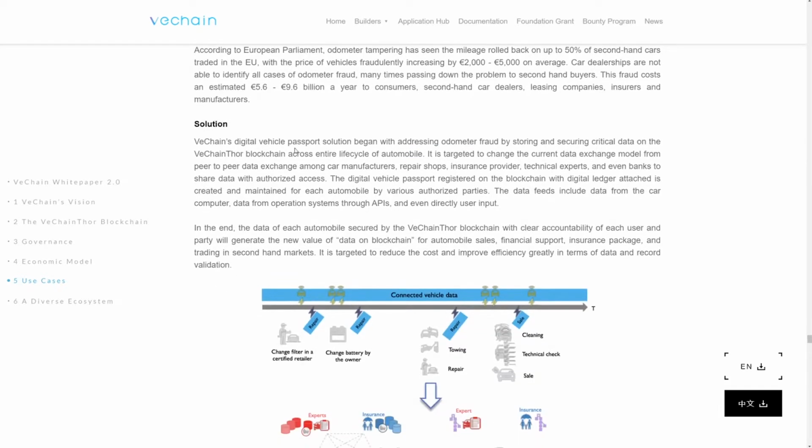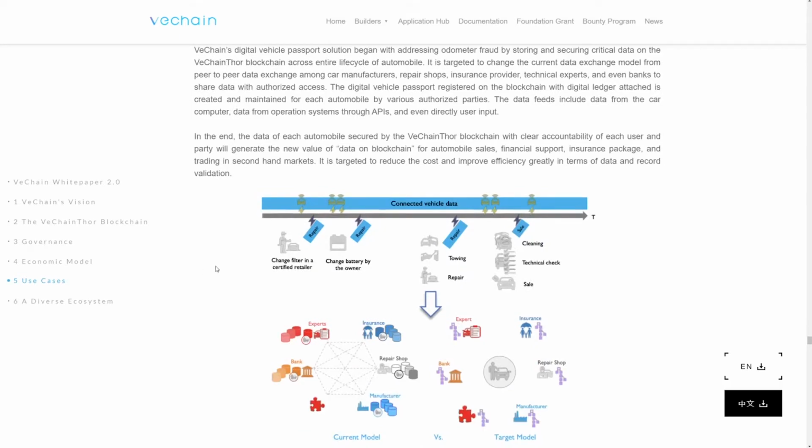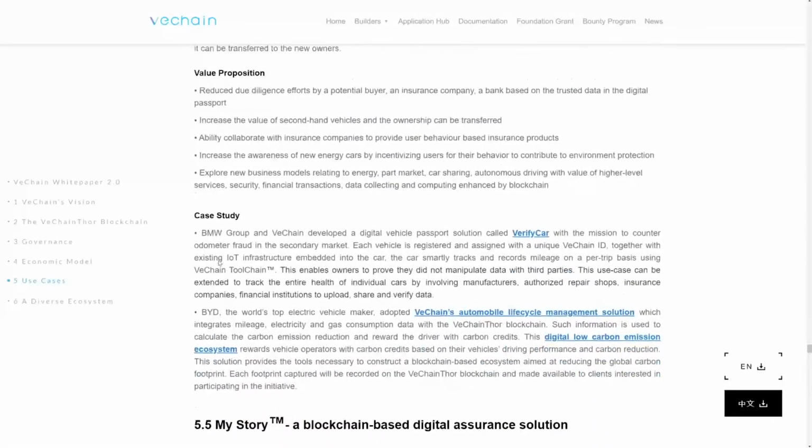So VeChain is proposing this digital vehicle passport solution, which will be storing and securing critical data on the VeChain Thor blockchain across the entire life cycle of the automobile. And it's targeted to exchange the data peer-to-peer among car manufacturers, repair shops, insurance providers, etc., containing all the important information: when the car was created, how it was maintained, also data from the car computer, etc., to prevent those type of frauds. And you would basically have a whole history of the car when you are buying it second-hand.